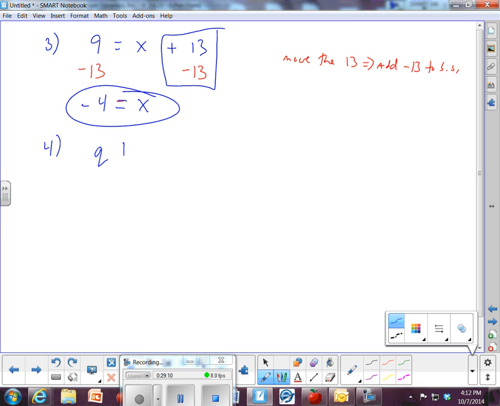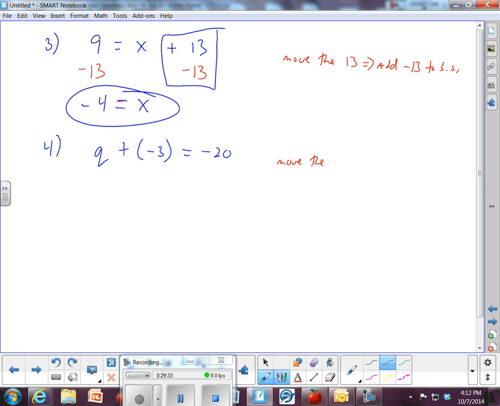Okay, so what if they throw something like this at you? Q plus parentheses a negative 3 equals a negative 20. Okay, that's no big deal. Which side is your variable, on the left or the right? It's on the left. Well, I got to get everything from the left side to the right side. So what do I want to move? What do you want to move?